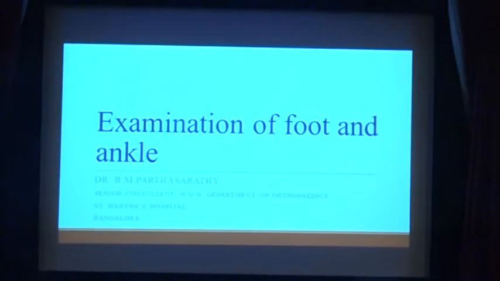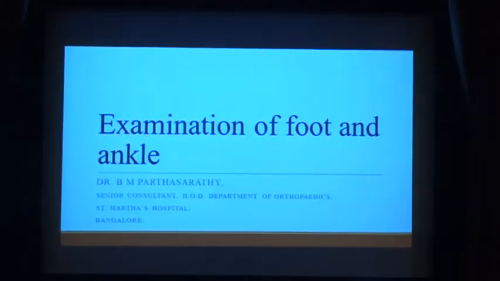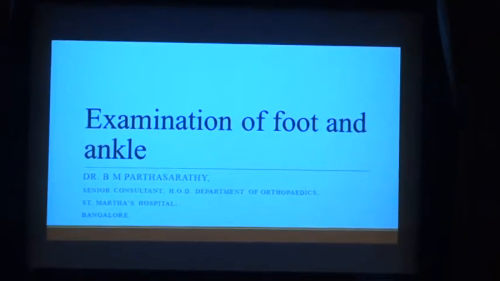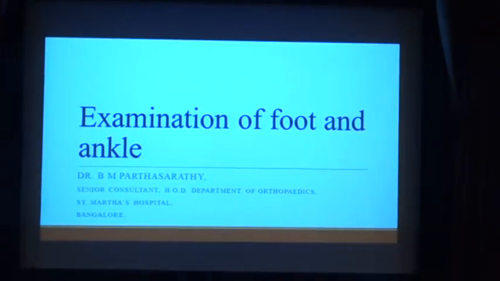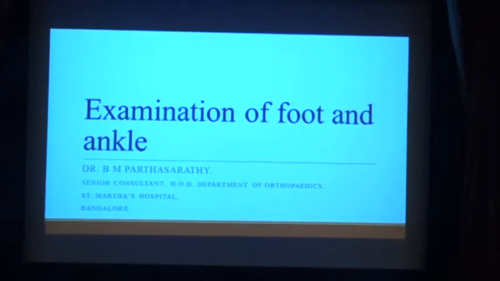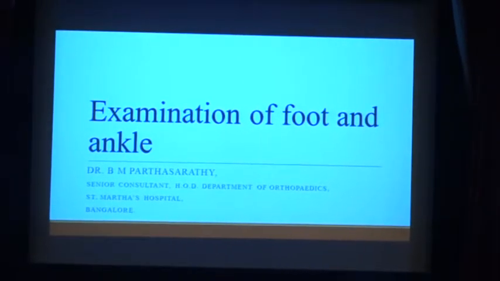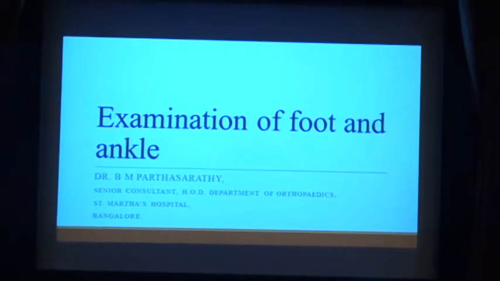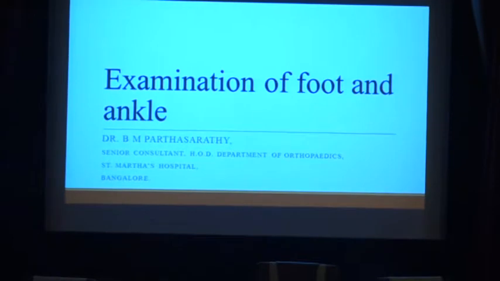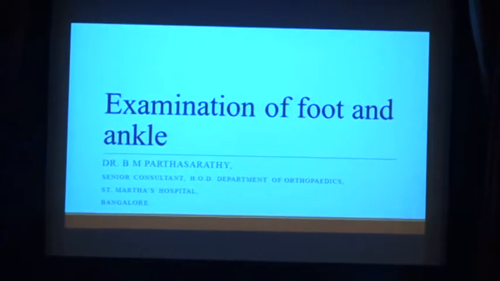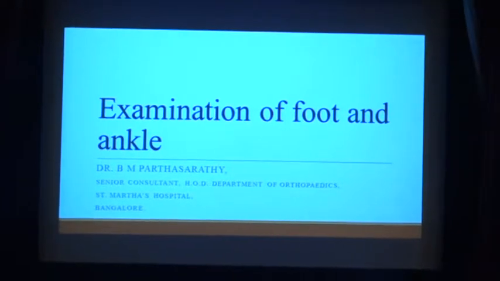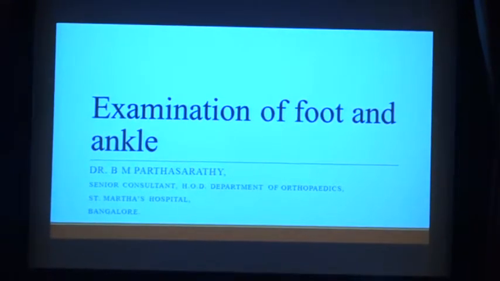Usually in the exams, the commonest foot and ankle problems we generally tend to give a candidate are neglected CTEV, which is very common, tendo-Achilles ruptures, hallux valgus, pes planus, trophic ulcers, and foot drops. These are some of the common foot and ankle cases that you may get in the surgical.